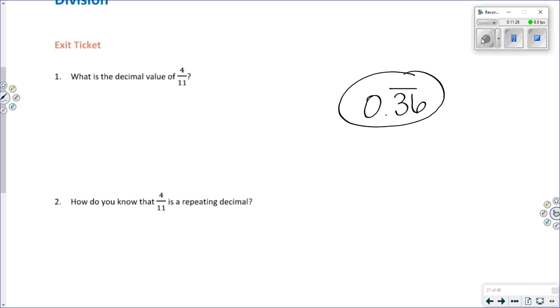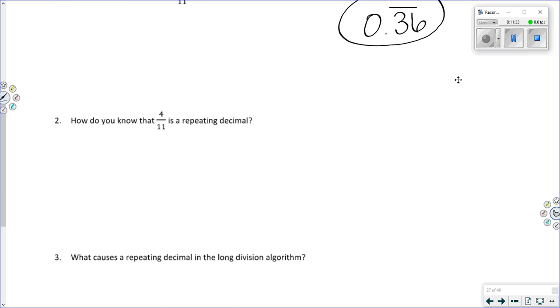How do you know that 4 elevenths was going to be a repeating decimal before we even divided it? But it's proper. Nope, proper fractions can be terminating or repeating. Careful with even numbers because that might get us eventually, so not necessarily even numbers. What did you say?